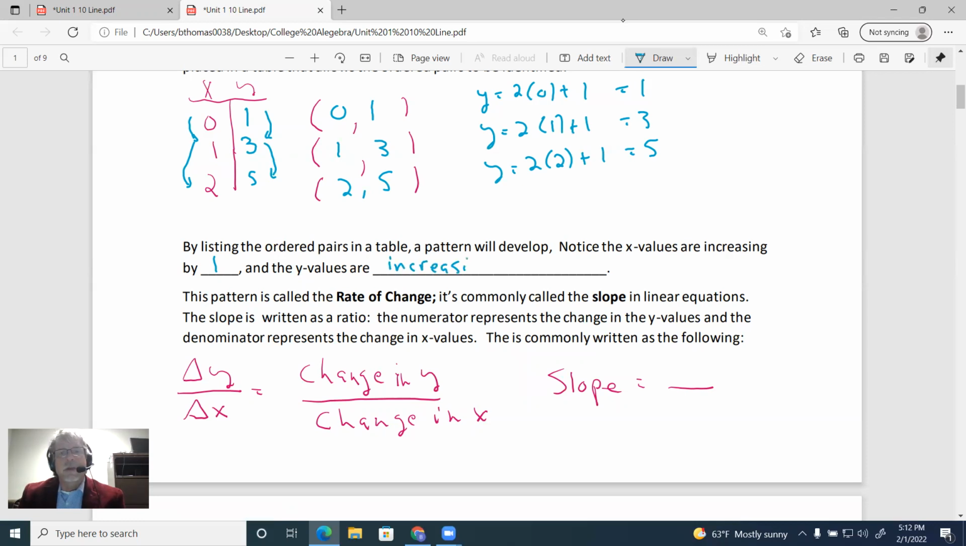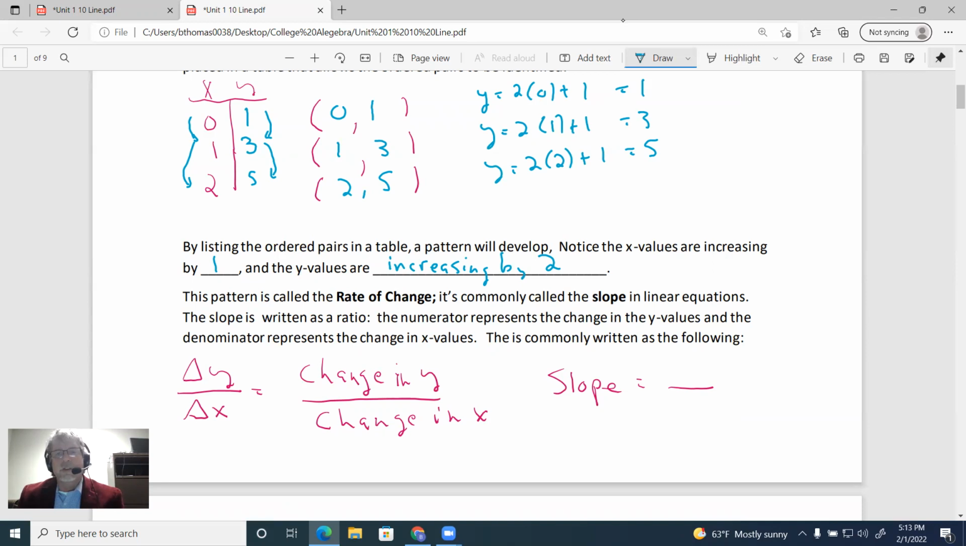And how much are they increasing by? So if we went from a 1 to a 3 to a 5, you'll see that they're actually increasing by a 2. So this pattern is called the rate of change. It is also commonly called slope in linear equations. The slope is written as a ratio. So the rate of change is going to be written as a ratio.